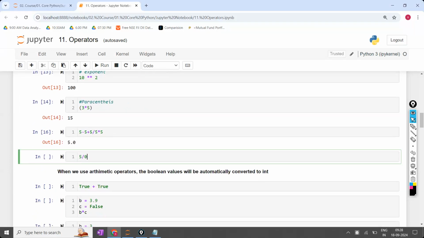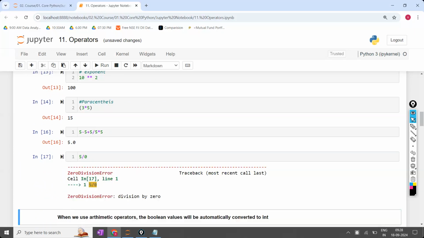Next, when you are trying to divide any value with 0, it is going to throw an error called ZeroDivisionError. It will not give the infinite value. The meaning of ZeroDivisionError is you are unable to divide with 0. You can't divide with 0. That is the meaning of ZeroDivisionError.